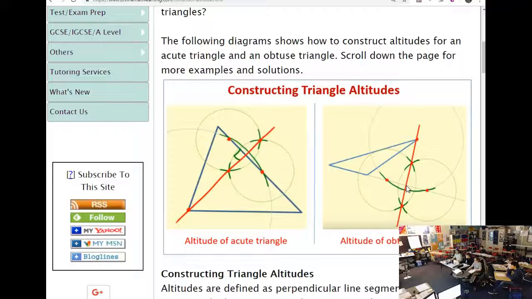Questions? We did the same thing here. We create an isosceles triangle out here, and then we create two circles from the bottom points of the isosceles, and that's how we know it will be perpendicular. Questions?